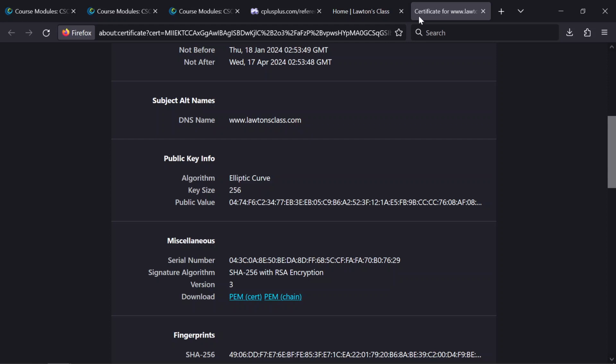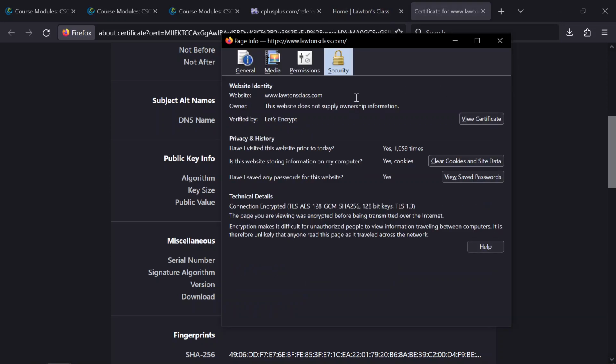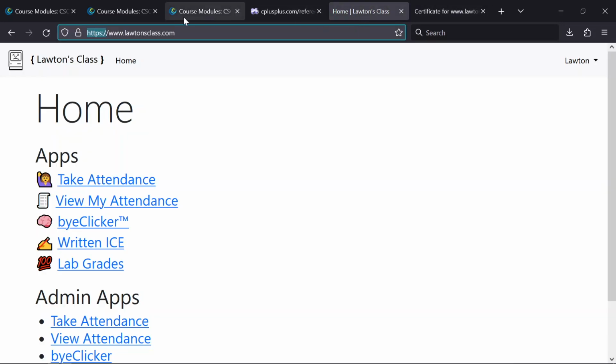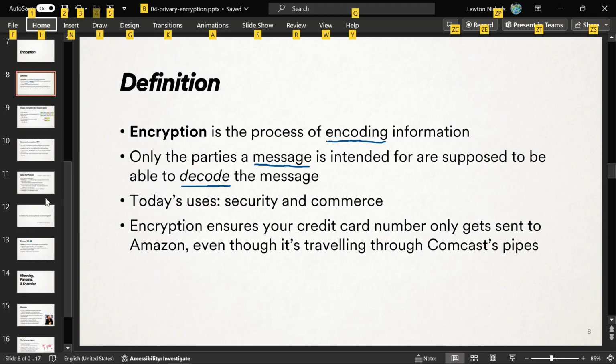Every piece of information, even with the class server, when you're typing in your password, nobody listening in on the internet pipes can get your password to the class server. Cool. We'll come back to that in a second. That's an interesting piece of information. So that's encryption in a nutshell.